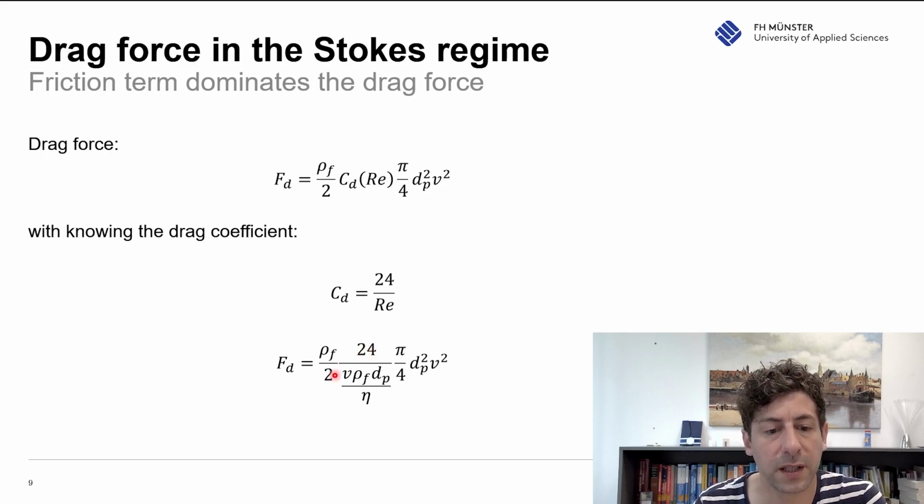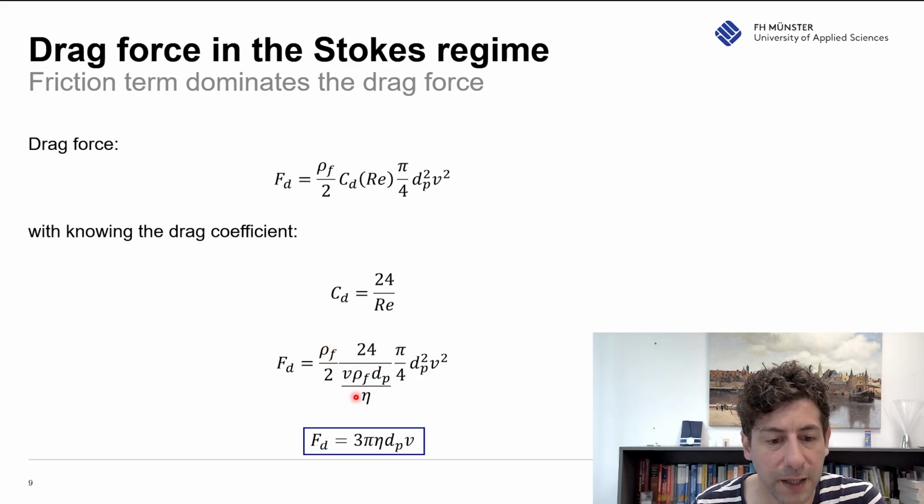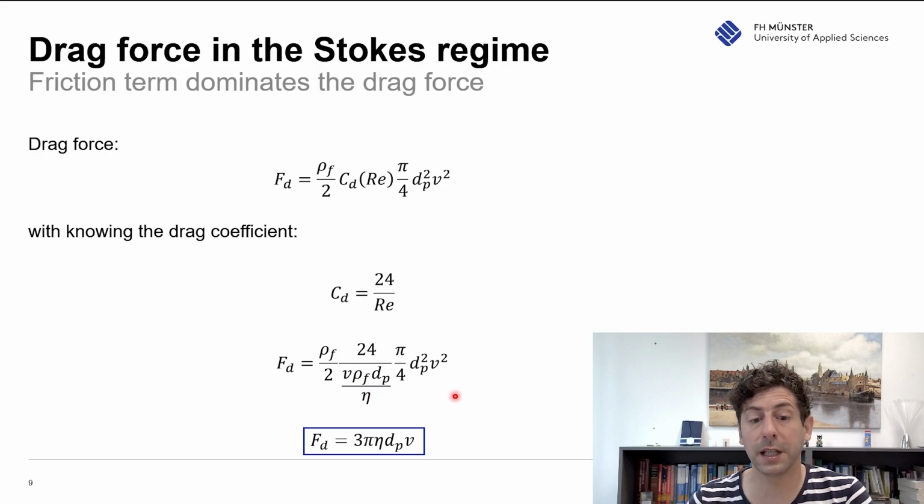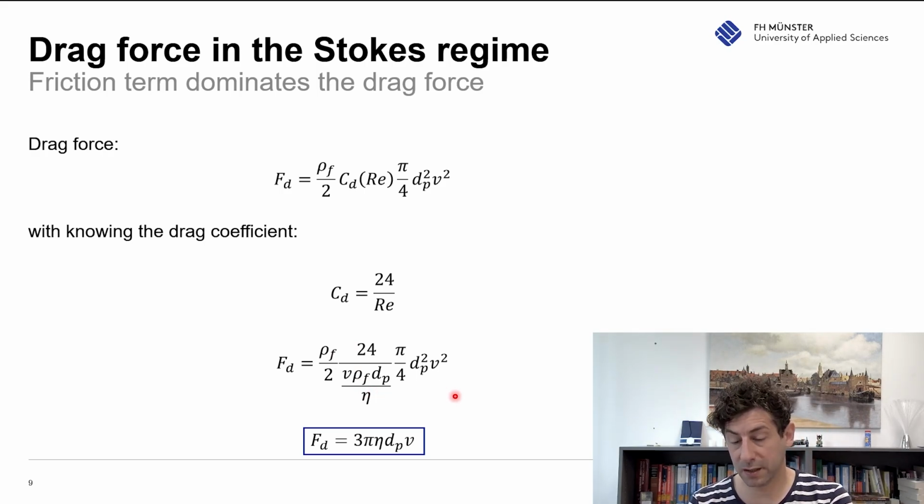And now we can do the math a little bit, right? So we have 24 divided by 2 divided by 4. We have dp and we have dp squared, so one dp goes away, so we have dp left. We have a velocity squared, so one velocity goes away. We have this below, so this goes up, and if you do the math at the end, the density cancels out, right? And we will get a very, very simple expression for the drag force, and this is 24 divided by 2 is 12, divided by 4 is 3, pi, viscosity, particle size, and velocity, right?